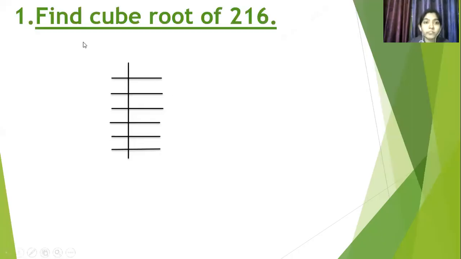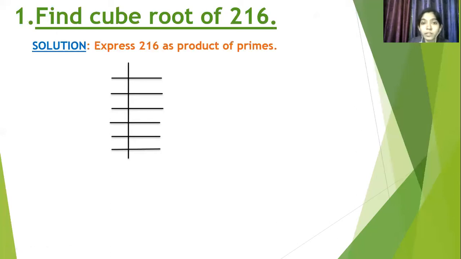First question is, find the cube root of 216. So tell me, what is 216, an even number or an odd number? Ma'am, it is an even number. Okay, very good. So for finding cube root of 216, first express 216 as product of prime. We take the prime factors of 216. For this, let us draw this.